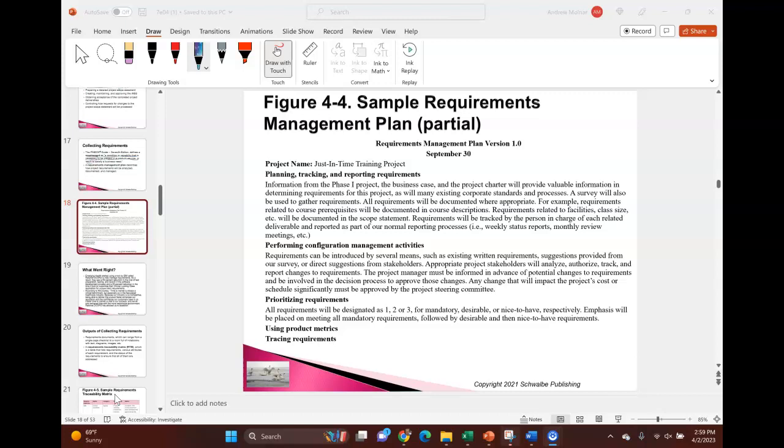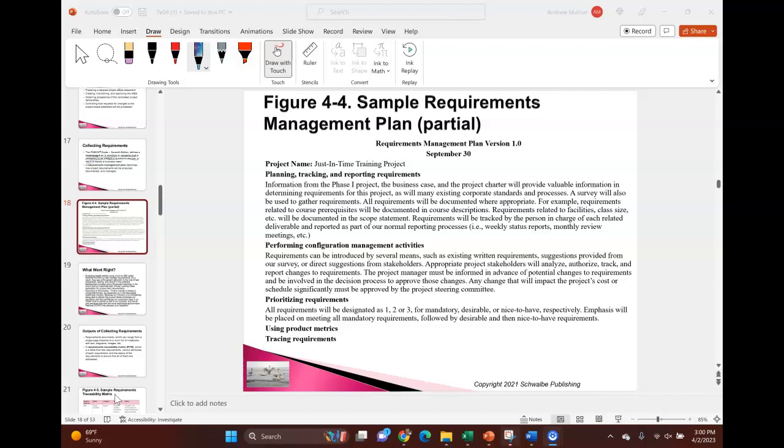This is a sample requirements management plan. Remember, don't memorize this. This is just a sample. We've said earlier that project management is a framework. You have to build your methodology. If you like this approach, it can be used as your methodology, but it doesn't have to be. You have to build a detailed enough methodology, a detailed enough plan that it will succeed.